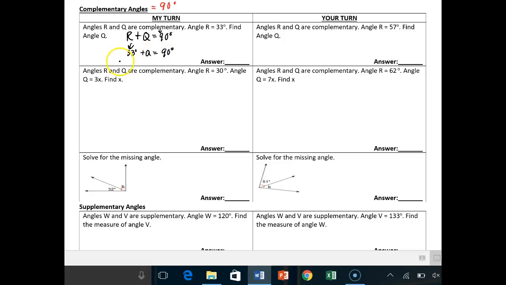What am I essentially doing? I'm just subtracting 33 degrees from both sides. All right, so Q is equal to 90 minus 33. And in that case, we get our answer of 57 degrees. You could always check by taking your answer, plugging it back in, and saying, okay, is 57 plus 33 equal to 90? Because they were supposed to be complementary. That means they had to add up to 90 degrees. And in fact, indeed, 57 plus 33 is 90. So you know you're right.